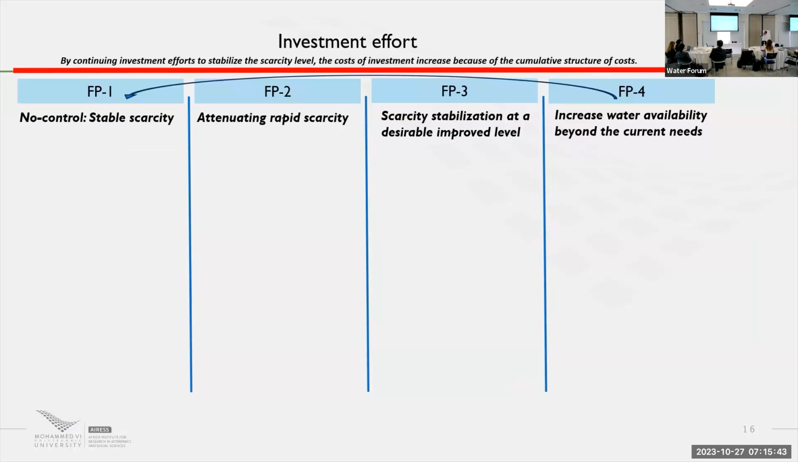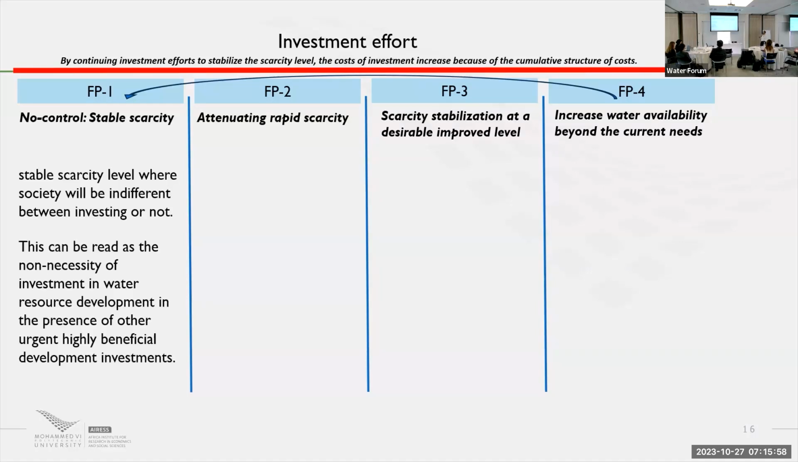So what we see here is that if we continue the effort of investment, we have three main policies, and one with a stable level of scarcity where the investment will not be profitable, and the investment in other sectors will be more beneficial.